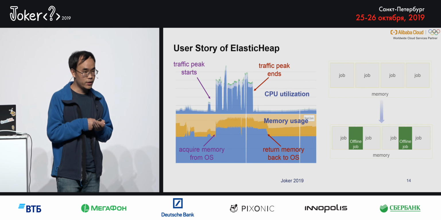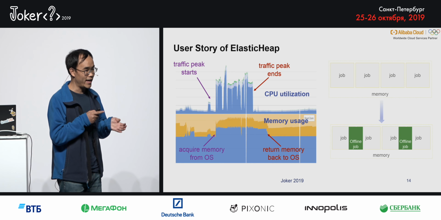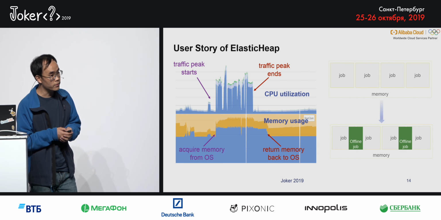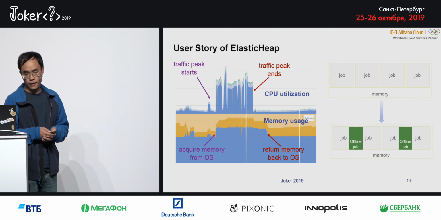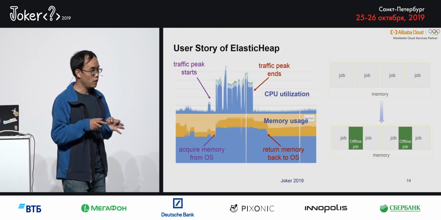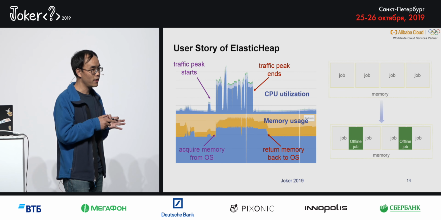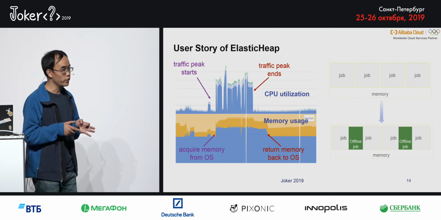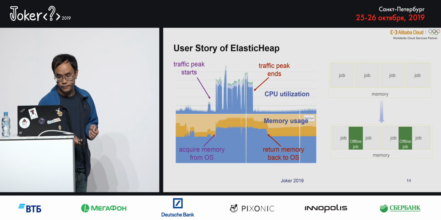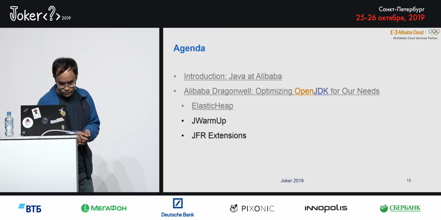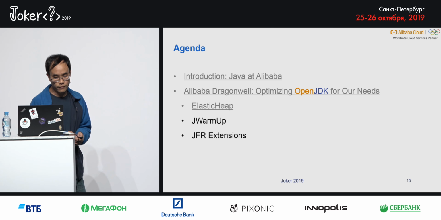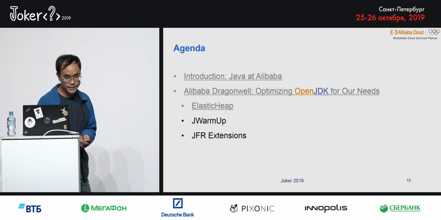So when the memory has been released to the OS, the scheduling system in our production will kick off these two offline jobs. This is a very important thing: by using Elastic Heap, we have a very good way to improve resource efficiency in the cloud. So this is Elastic Heap, and then we move to the next part about the warm-up.